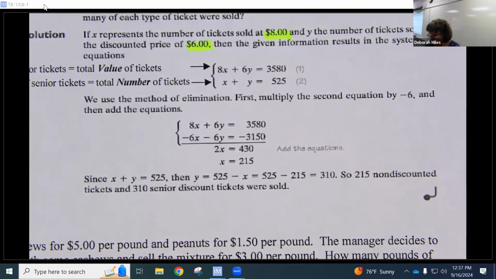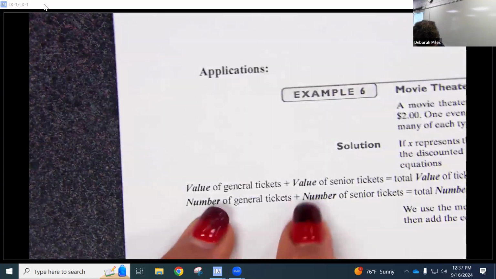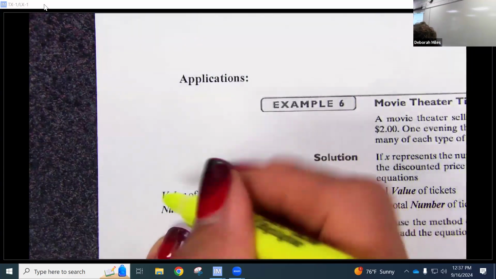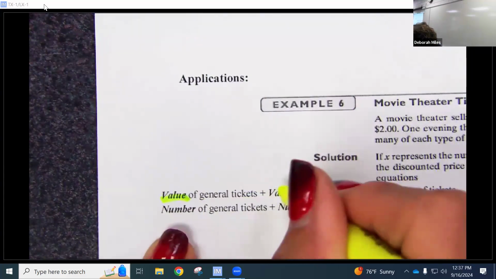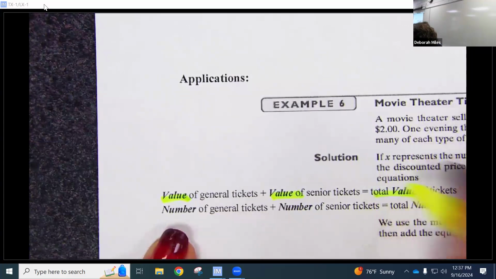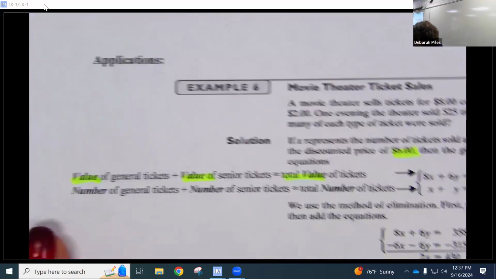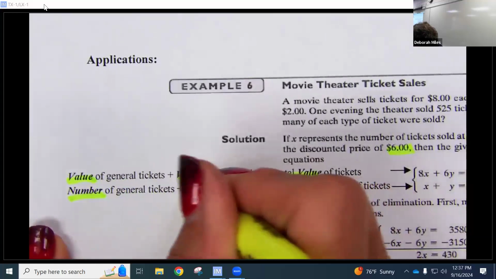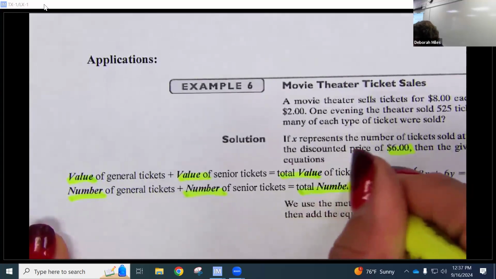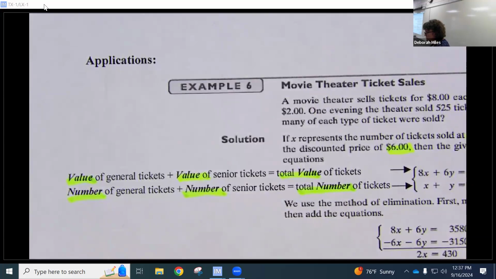The very, very important thing I wanted to show you there is how your units and your words needed to match. You say value plus value equals total value. That's all in dollars. And then number plus number equals total number. That's all in tickets.